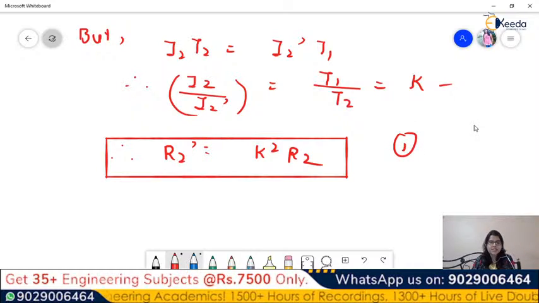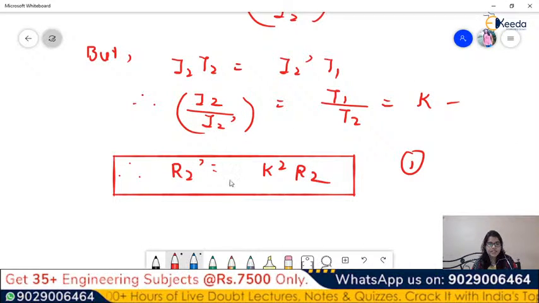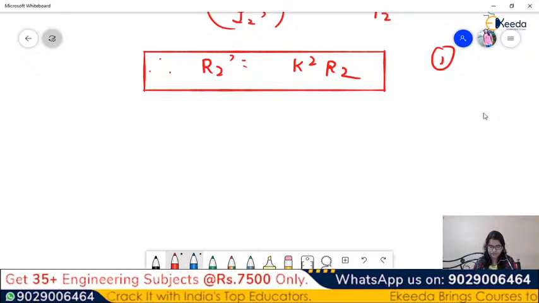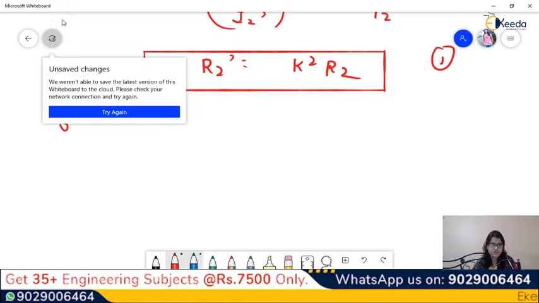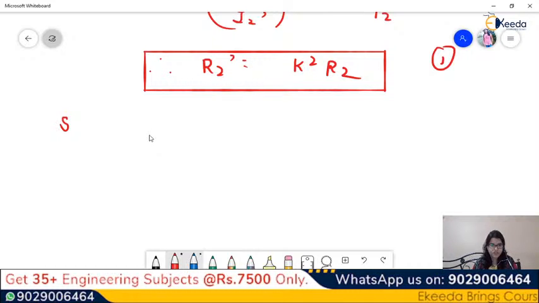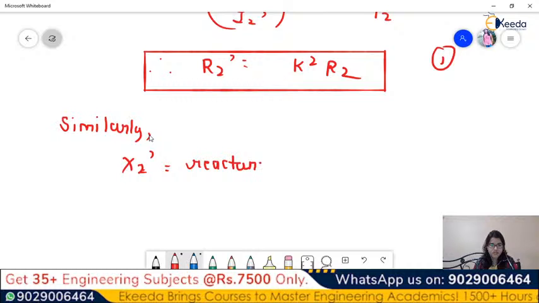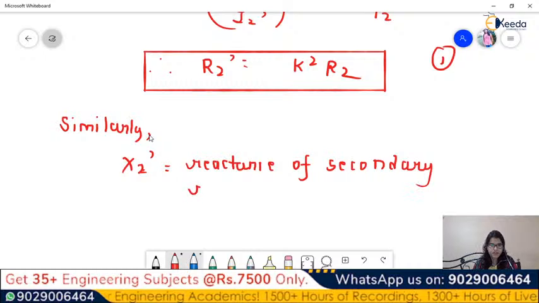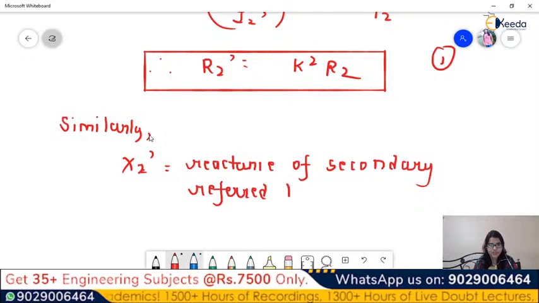Now this was about the resistance. Similarly, we can also transfer the reactance. So let us transfer the reactance. Have you understood how we transferred the resistance? Is everybody clear what is R2 dash? R2 dash is the resistance of secondary winding transferred to primary side. Now let us transfer the reactance. So similarly, let X2 dash be your reactance of secondary referred to primary side.